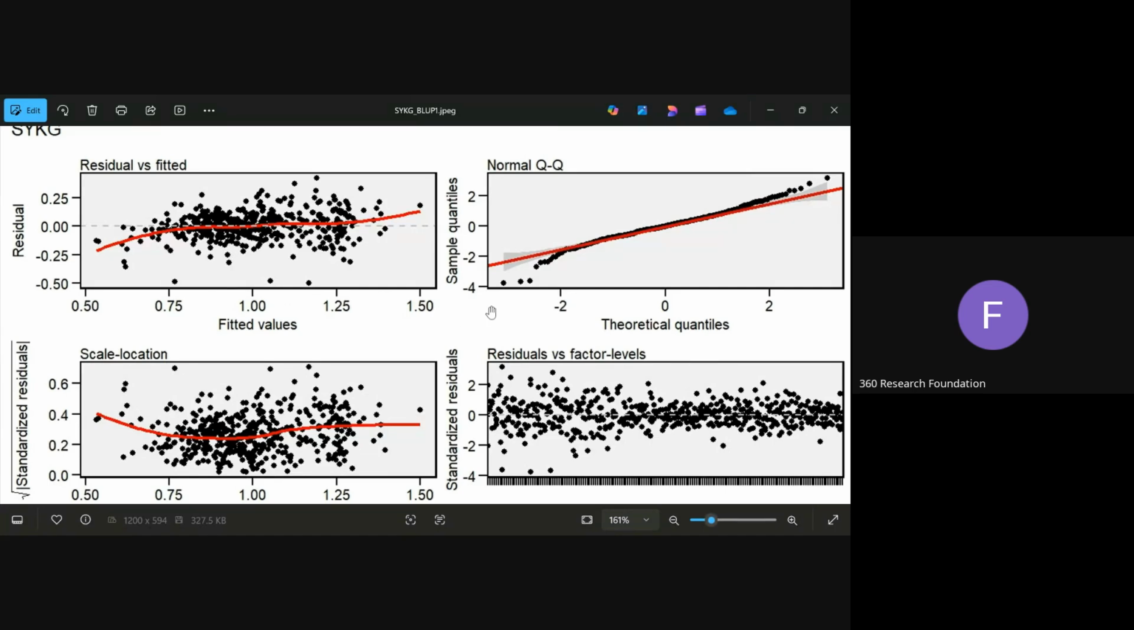Then this is called the QQ plot. So what is QQ? Quantile. So QQ is the quantile plot.